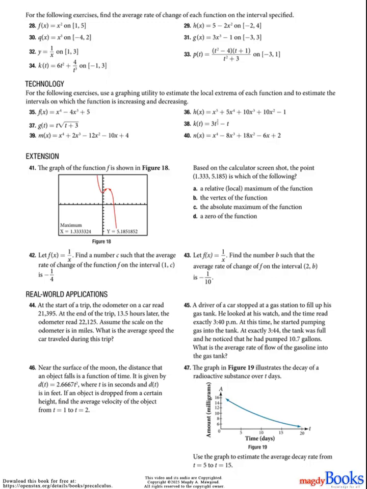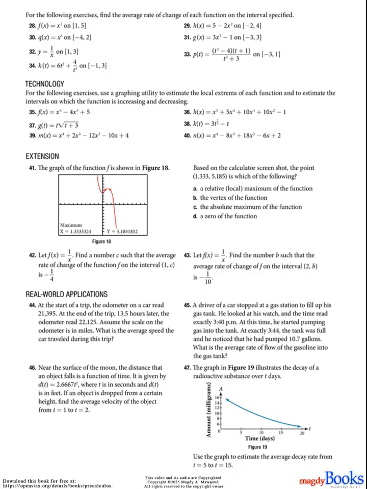37. g of t equals t square root of t plus 3. 38. k of t equals 3t to the power of 2 over 3 minus t. 39. m of x equals x to the fourth power plus 2x cubed minus 12x squared minus 10x plus 4. 40. n of x equals x to the fourth power minus 8x cubed plus 18x squared minus 6x plus 2.